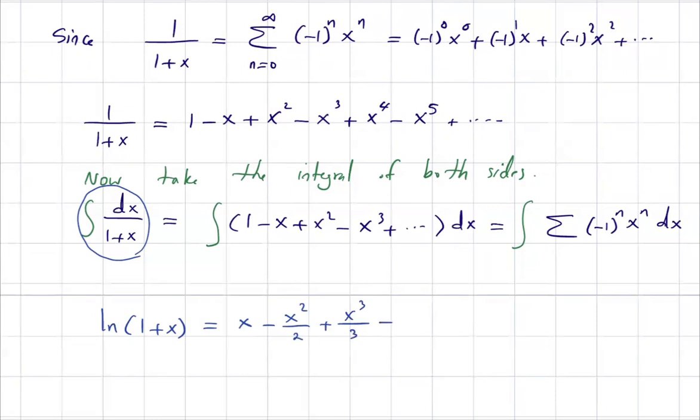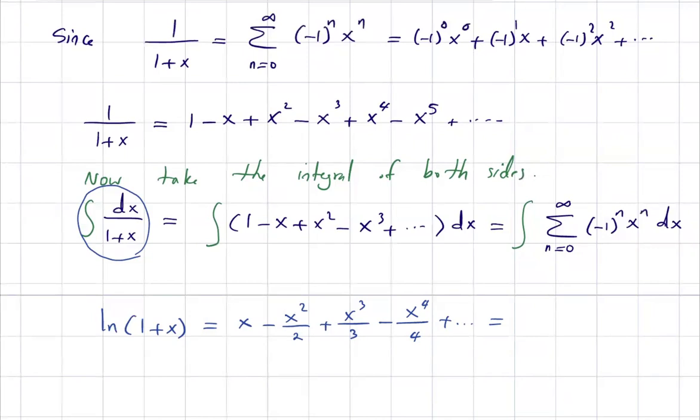The integral of x to the 4th is x to the 4th divided by 4, plus the rest of the terms. So what do we see here? We have the summation of (-1)^n x^n. We are taking the integral of this quantity.